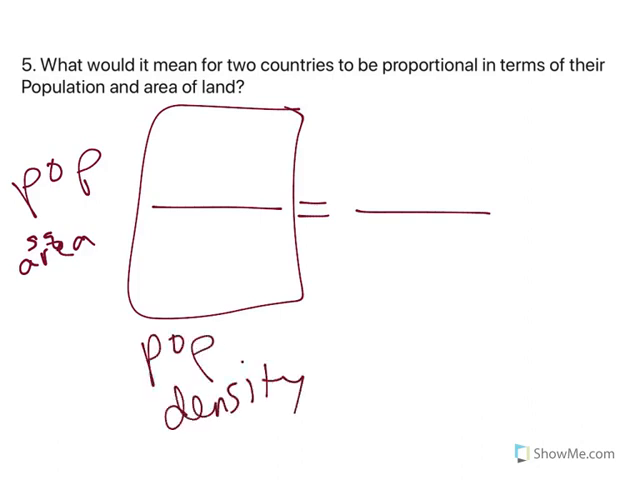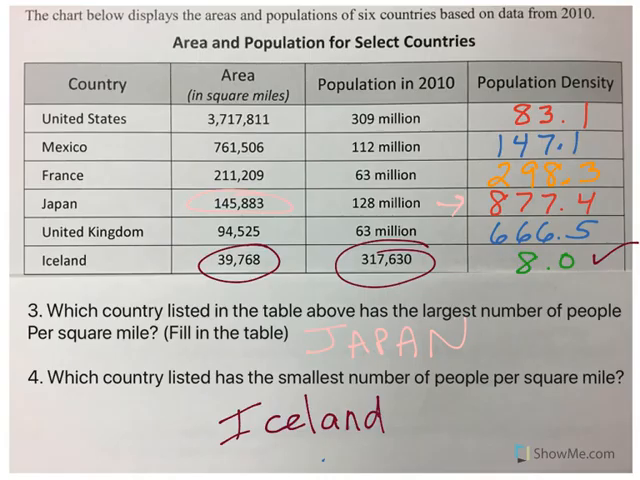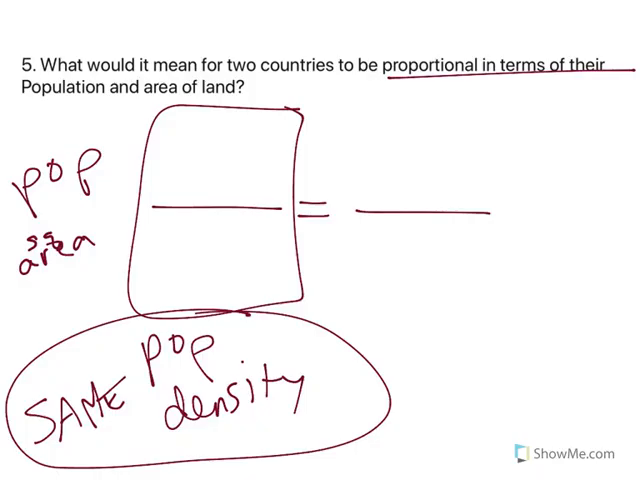So if 2 countries are proportional in terms of population and area of land, that means they have the same population density. They don't have to have the same population, they don't have to have the same square area, but that ratio would be the same. So they might both reduce to 83.1. That doesn't mean they both have the same information as the U.S., but when they would reduce it, it would come out to be the same. That's what it means if 2 countries are proportional in terms of their population and area of land.